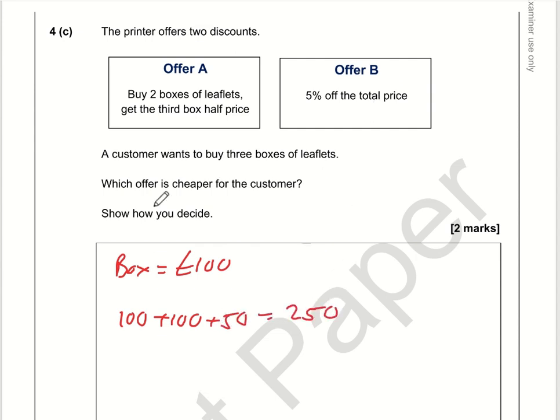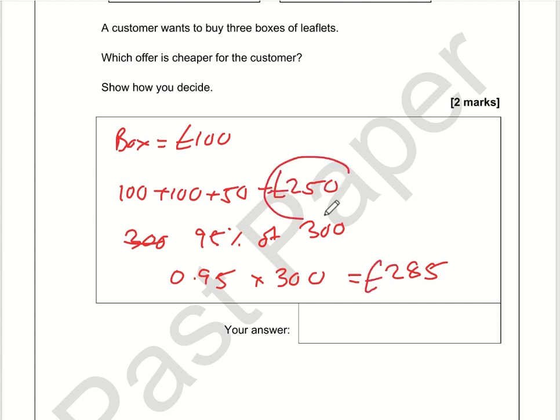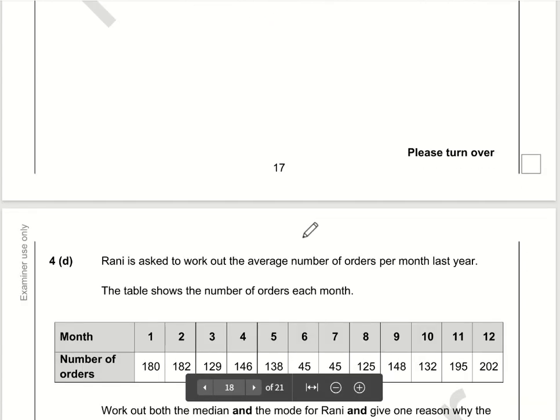Offer B, so the 3 boxes would be 300, and 5% off means you pay 95%. So what is 95% of £300? Now, the multiplier for 95% is 0.95 times 300. It's the decimal equivalent of 95%. It's this number here divided by 100, and 0.95 times 300 is £285. So we can see that £250 is substantially less than 285. So therefore, offer A is the best answer.